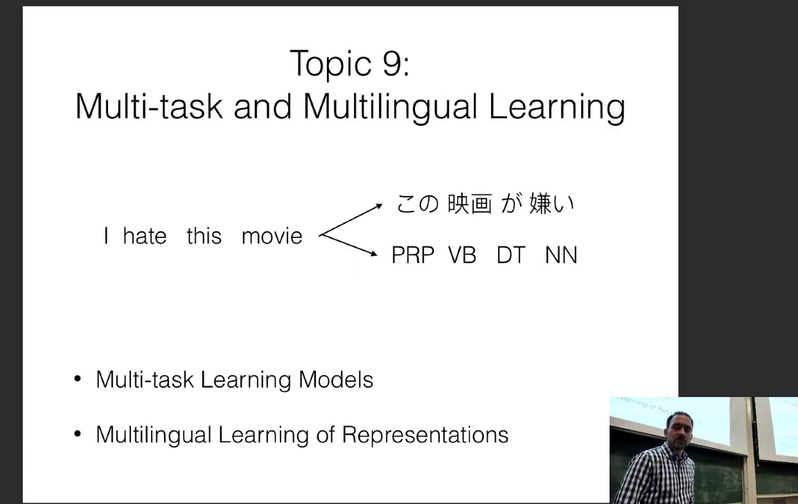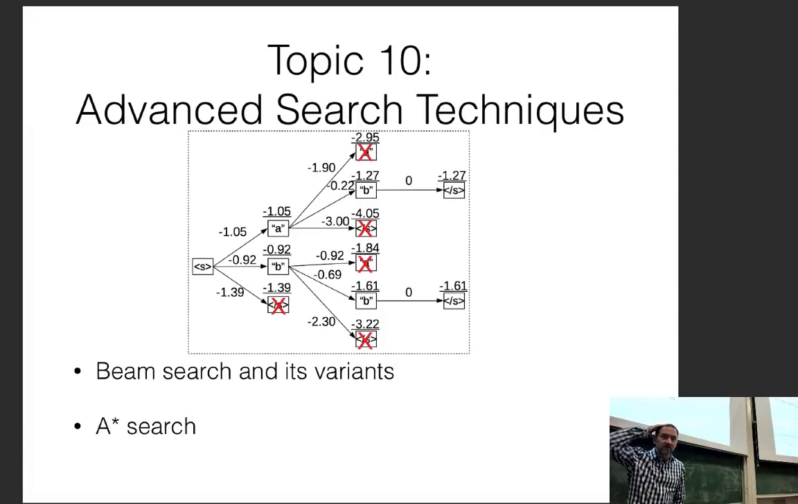And then we'll be talking about multitask and multilingual learning, where you can learn from different tasks, like, for example, translation and part-of-speech tagging. Also, how can you learn multilingually across multiple languages? And finally, advanced search techniques for things like structured prediction. So I'll be talking about that in more detail as well. Or maybe Dan will be talking about that in detail.